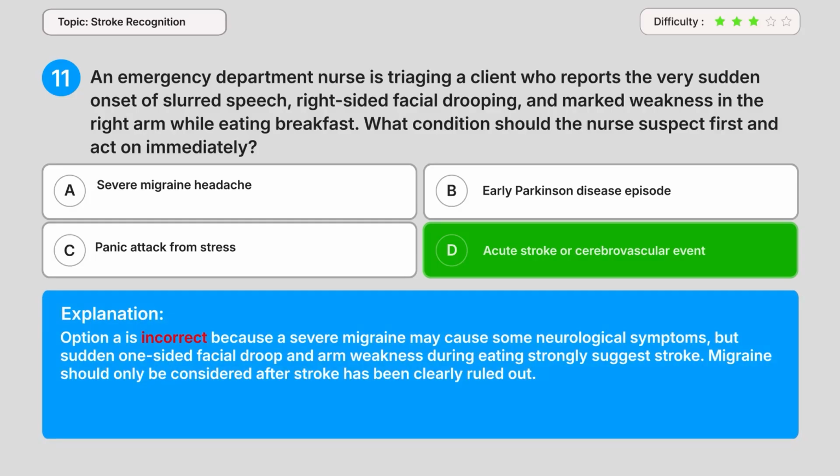Option A is incorrect because a severe migraine may cause some neurological symptoms, but sudden one-sided facial droop and arm weakness during eating strongly suggests stroke. Migraine should only be considered after stroke has been clearly ruled out.